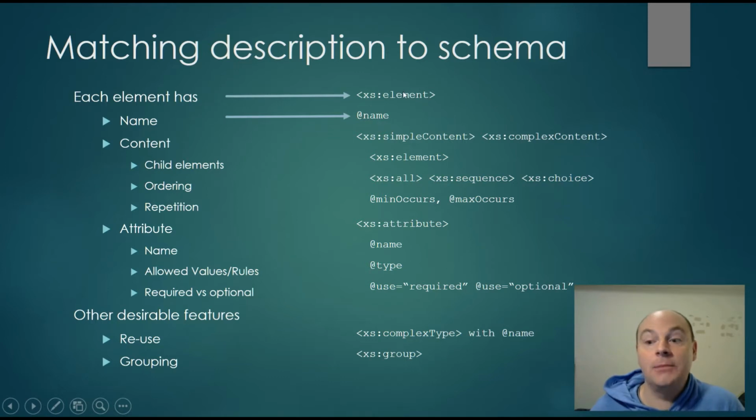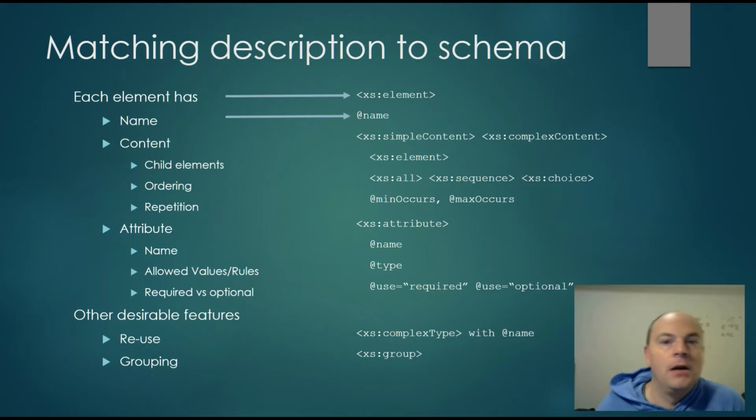Remember, XS element simply says start a new element. The name attribute inside of that will say the name of the element that you're trying to describe, right? So remember, XSD has its own language, and so you create XS elements to describe the elements of your XML.